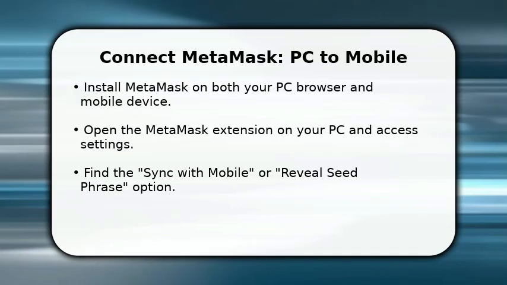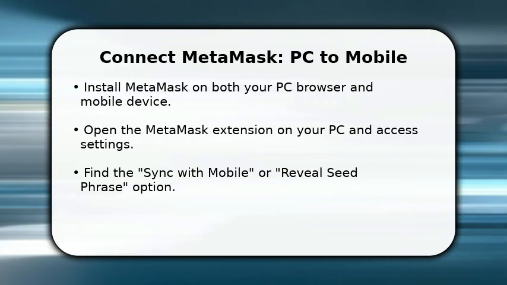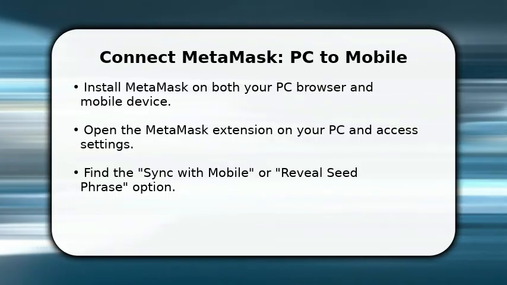In this video, I will explain how to connect MetaMask PC to mobile. First, ensure you have the MetaMask extension installed on your computer's browser and the MetaMask app on your mobile device. Once both are ready, open the MetaMask extension on your PC. Navigate to the Settings menu within the extension.